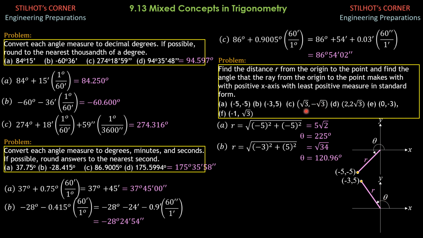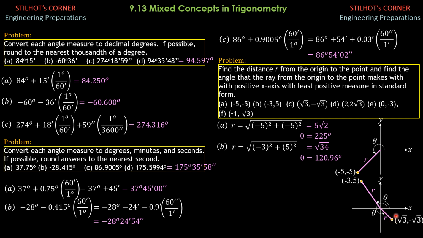Next is square root of 3 comma negative square root of 3. That's in the fourth quadrant there. So R is the square root of square root of 3 squared plus negative square root of 3 squared. So that would be 3 plus 3, square root of 6. So R is square root of 6. It is in the fourth quadrant.